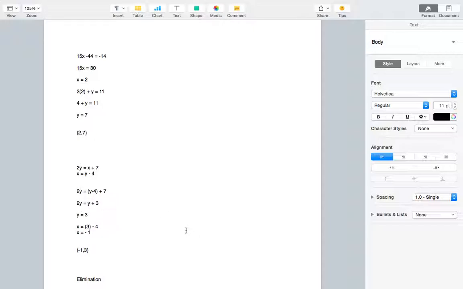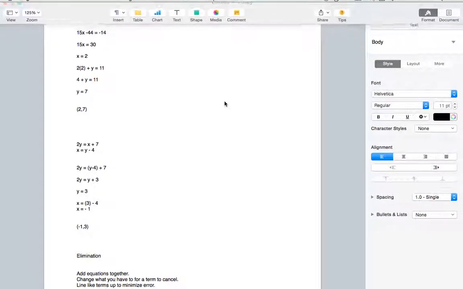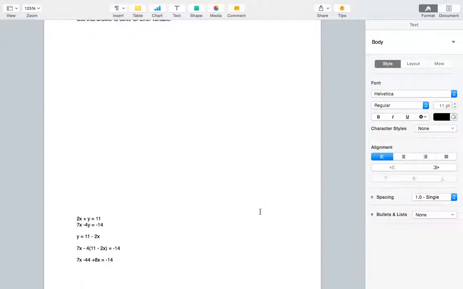Up next, elimination. Add equations together, change what you have for a term, and combine like terms to minimize error. I don't think I covered that for the first one. And I know you can read it there, but just make sure you always follow these steps for substitution. And remember what I told you about the 3 different cases. That applies to substitution and elimination.